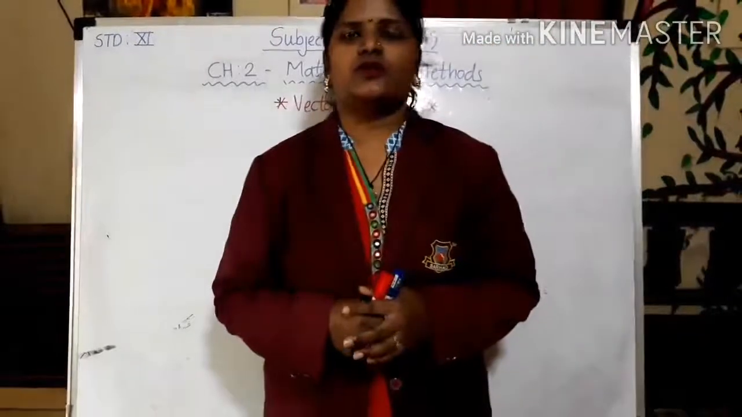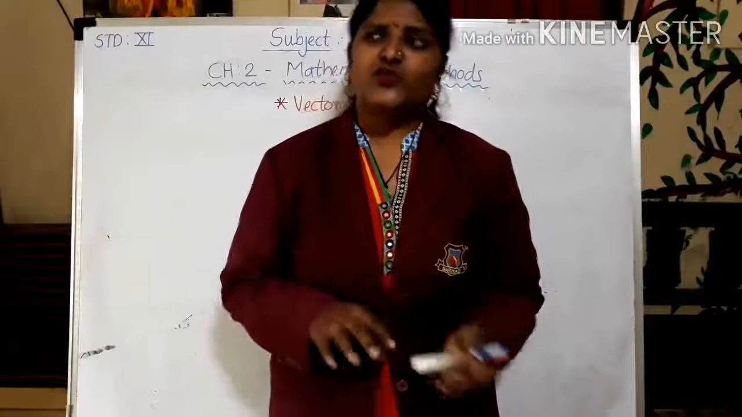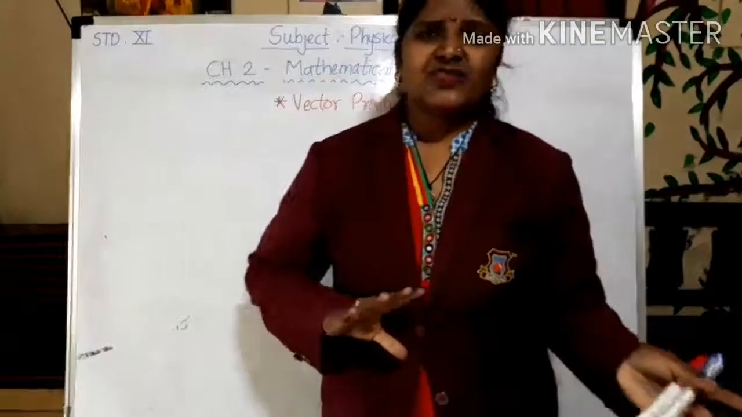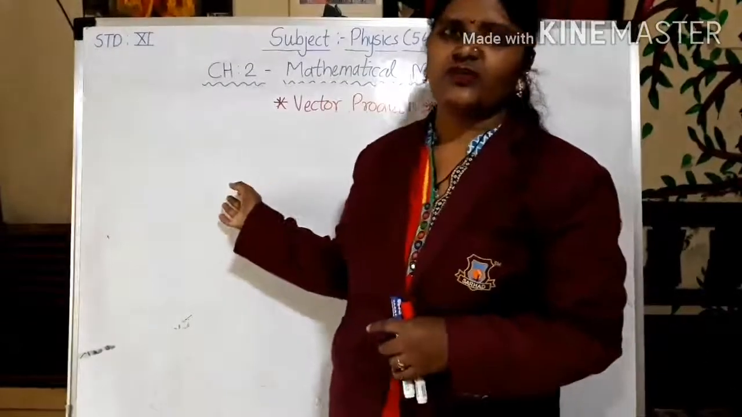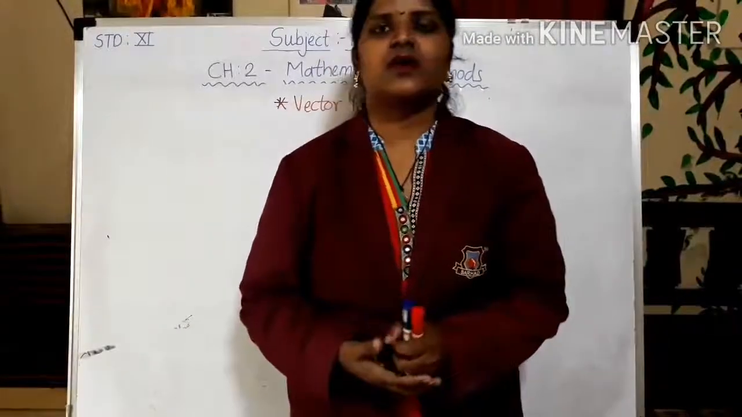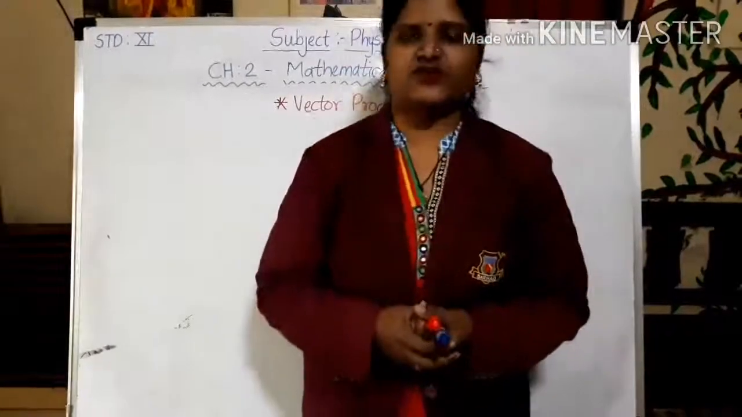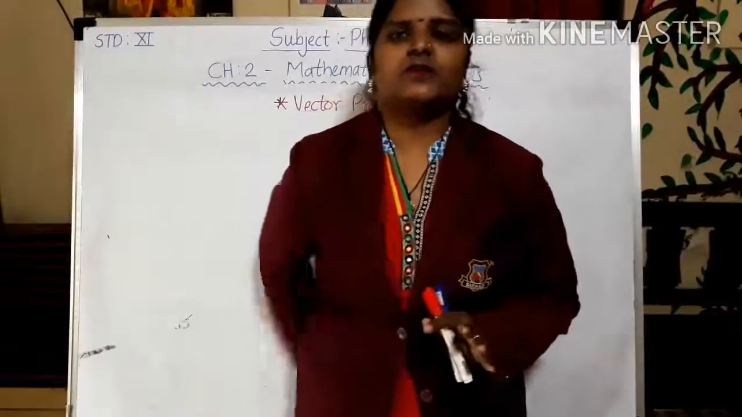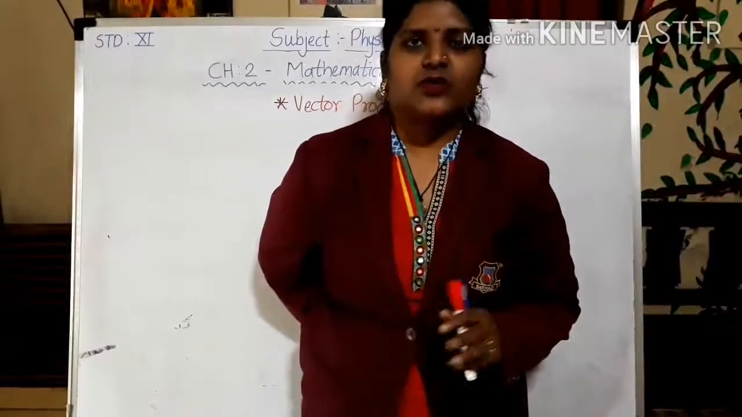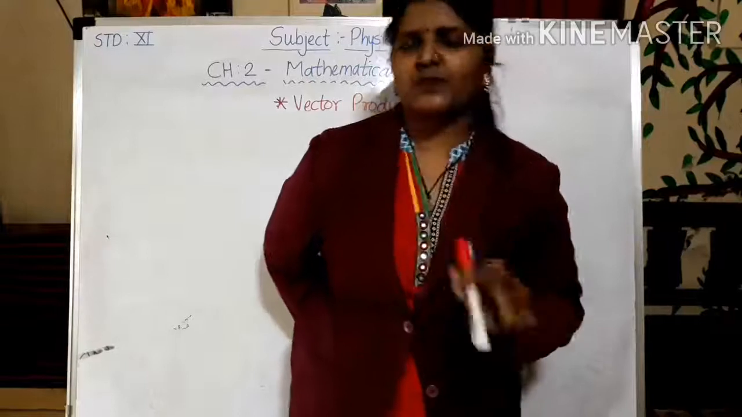As you all know, in part 4 we have studied about scalar product. In a similar way, we are going to see the vector product: the characteristics, solving the numericals, and after that the differentiation. What is exactly the difference between scalar product and vector product? They are actually very much opposite to each other, so we are going to see that in a similar way.